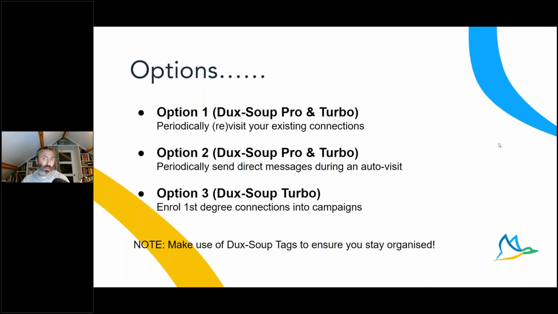So sending direct messages out to your connections there. And the third option is available if you've got Turbo, and that's to enroll your first degree connections into campaigns. So all the way through, you can always have all of these options available to you. And one thing to make use of as well is the Dux-Soup tagging system. That means you can stay organized and track what you've done in the past. Let's go into each of these in a little bit more detail.